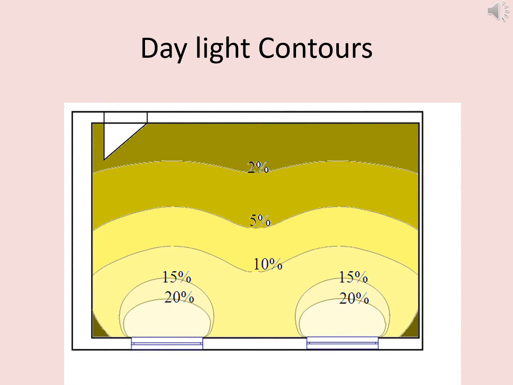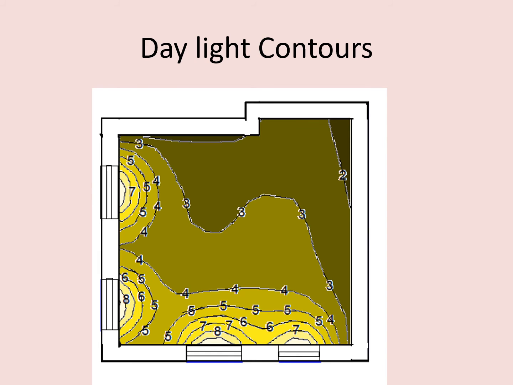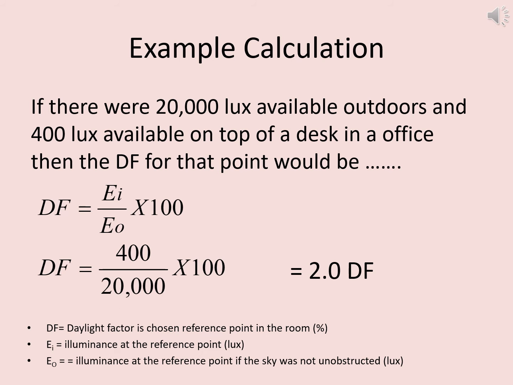Once we have taken daylight readings across multiple points in a room, we are able to plot the daylight factor results on a plan of the room, and create contours. You will see that the daylight factor near the windows is high, but as we get further away from the windows on the far side of the room, the daylight factor reduces. Daylight factor example calculation. If there were 20,000 lux available outdoors and 400 lux available on top of a desk in an office, then the daylight factor for that point would be as indicated.